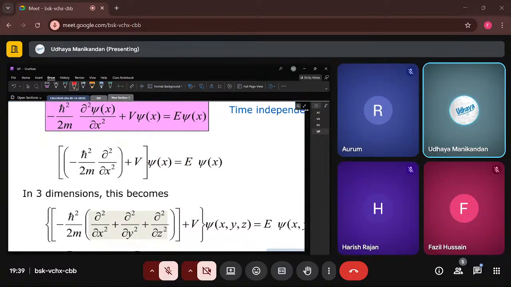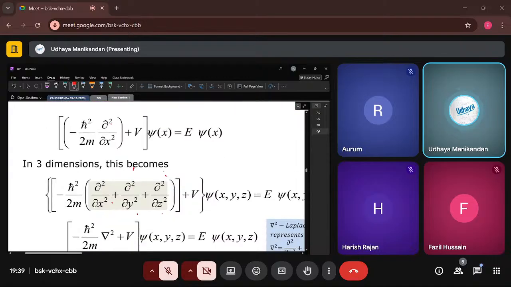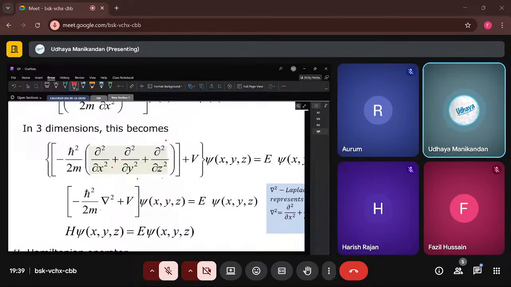Let's just extend it to all dimensions. So this becomes ∂²/∂x² plus ∂²/∂y² plus ∂²/∂z². Remember what operator this is? This is the Laplacian operator, which we call del square, right? So let's take that: minus ħ² by 2m Laplace operator plus V, whole multiplied by ψ is equal to Eψ.